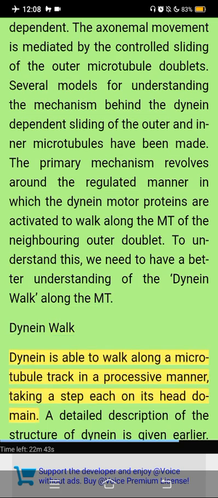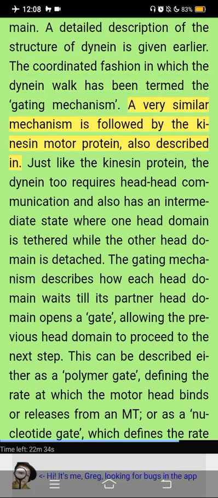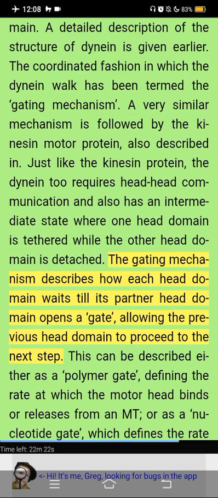Dynein walk. Dynein is able to walk along a microtubule track in a processive manner, taking a step each on its head domain. A detailed description of the structure of dynein is given earlier. The coordinated fashion in which the dynein walks has been termed the gating mechanism. A very similar mechanism is followed by the kinesin motor protein, also described earlier. Just like the kinesin protein, the dynein too requires head-head communication and also has an intermediate state where one head domain is tethered while the other head domain is detached. The gating mechanism describes how each head domain waits till its partner head domain opens a gate, allowing the previous head domain to proceed to the next step.